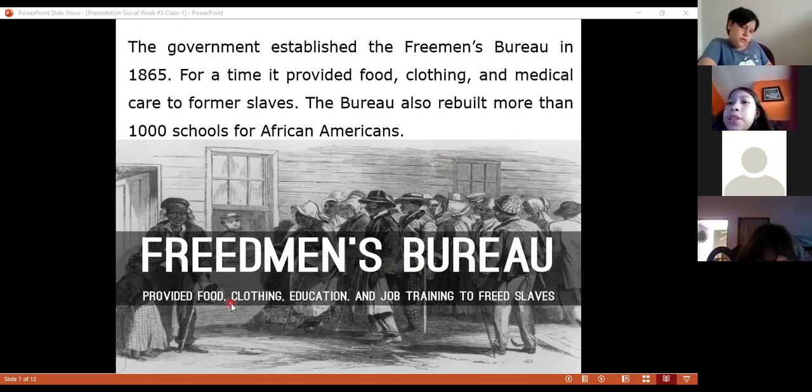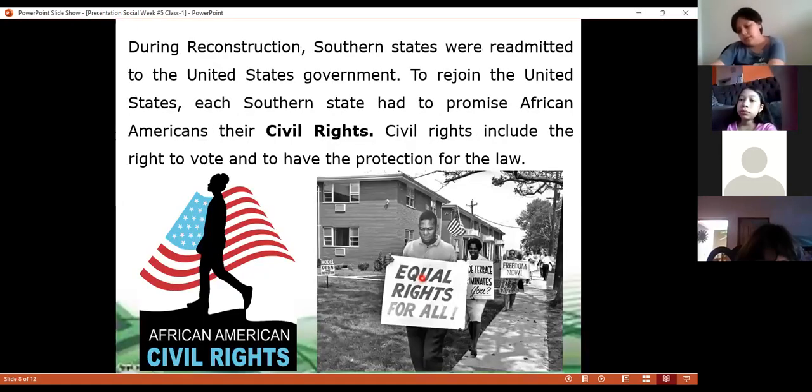So the government provides food, clothing, education, and job training to free slaves. So they were no more slaves, they became citizens. During this Reconstruction also, there was another change in civil rights, because before that, they could not vote. They could not vote because they were slaves and also because they were Black people.